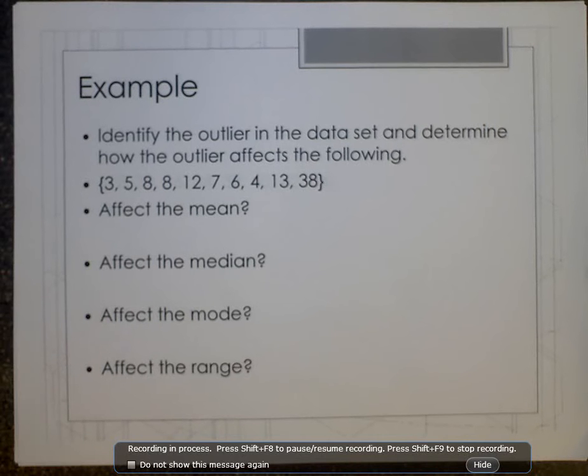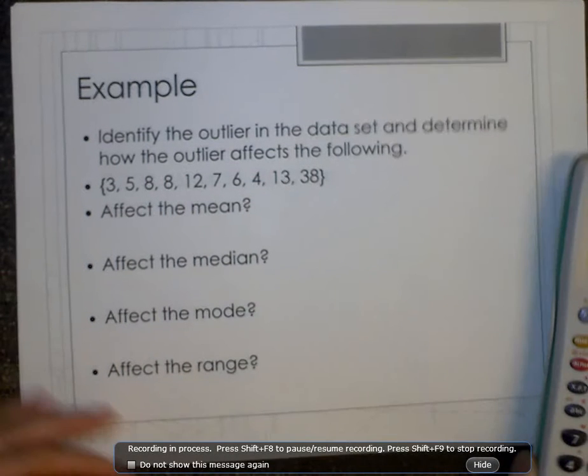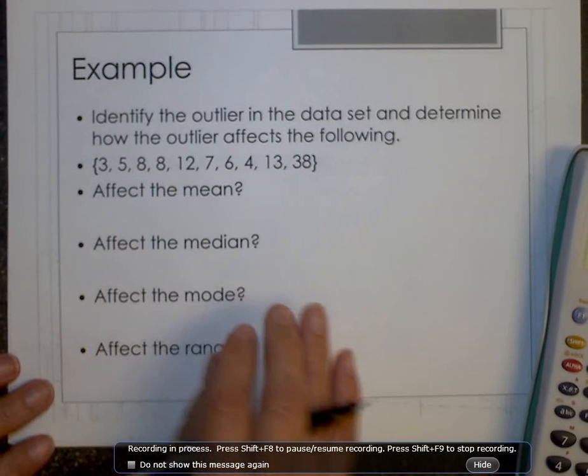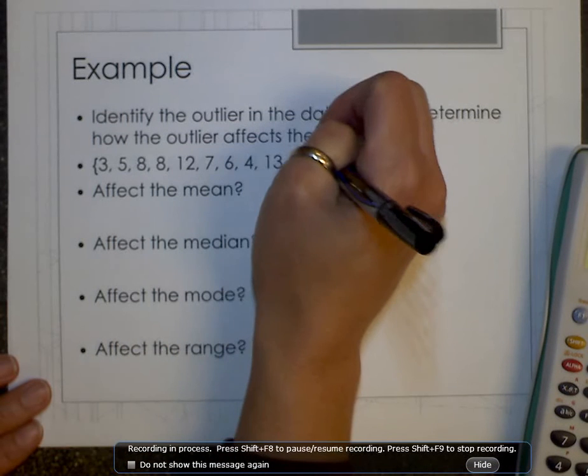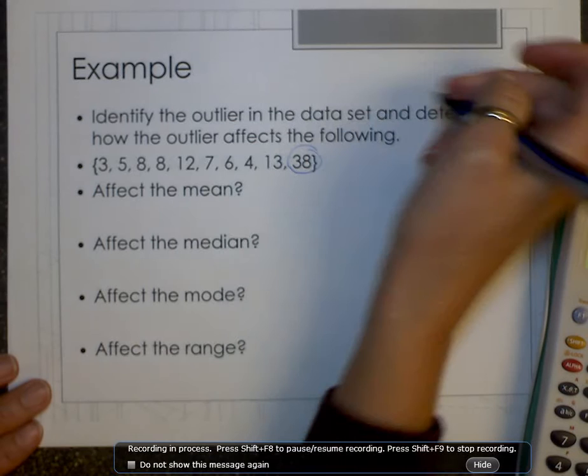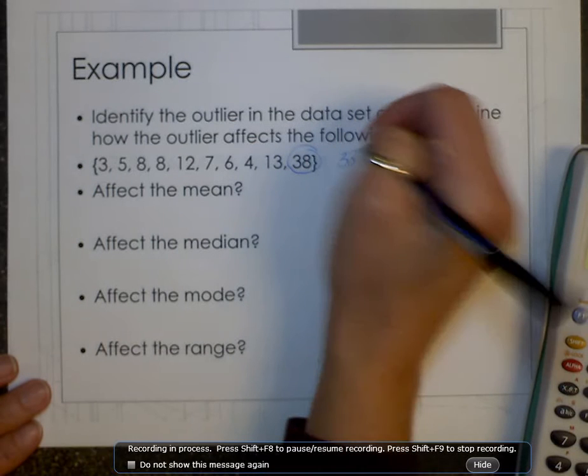Okay. So what is an outlier? An outlier is something that just looks like it doesn't belong with the rest of the numbers. So when we glance through this, we have pretty small numbers, and then we have this number 38. Okay? 38 is the outlier.